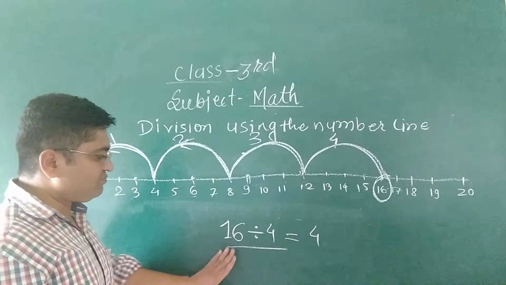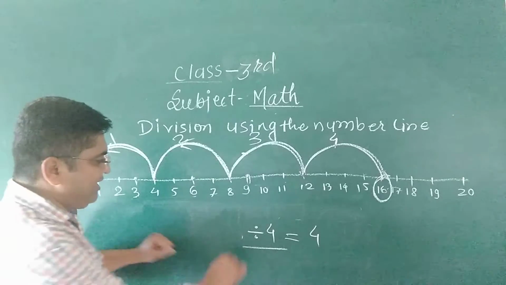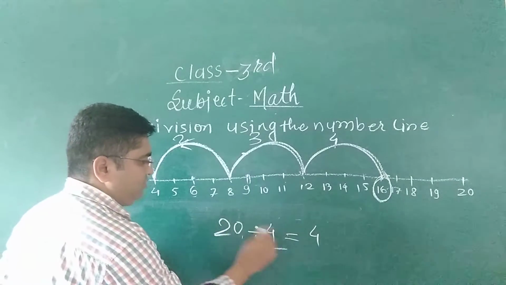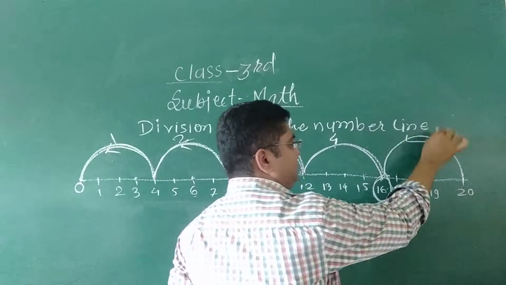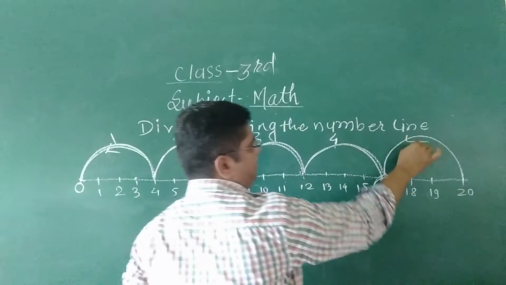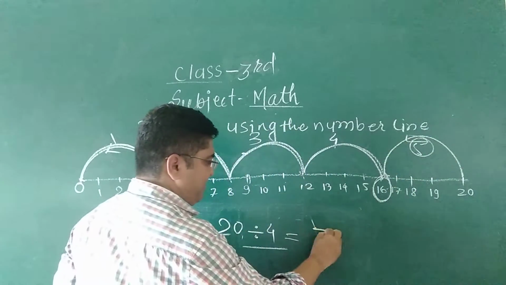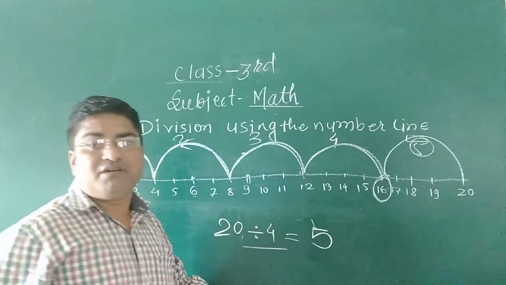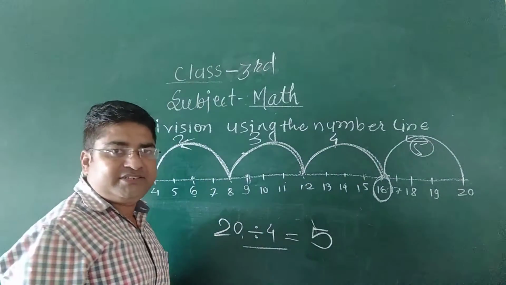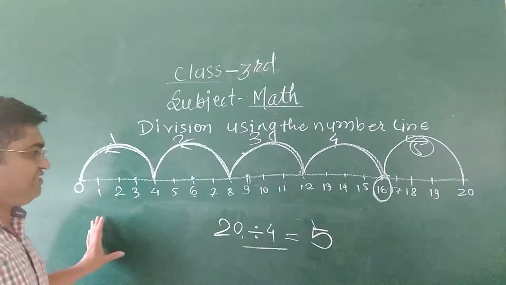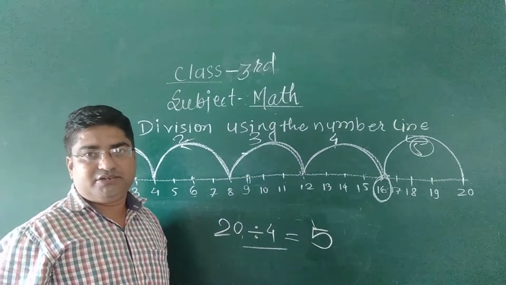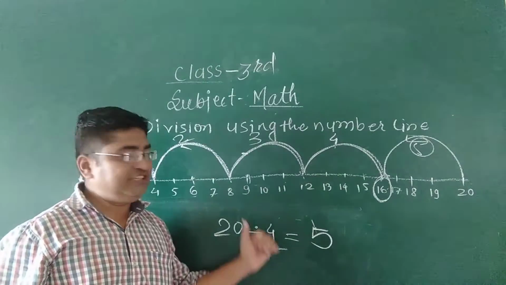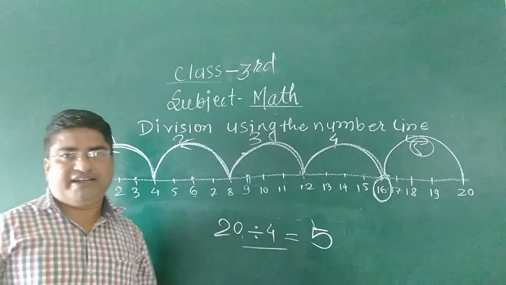Suppose this question had 20 here. What is the answer? Again we take another loop, so it is the fifth. So what is our answer? 20 divided by 4 is 5. Got it? So this is about division using the number line. The next exercise is based on this, so note it and understand it.